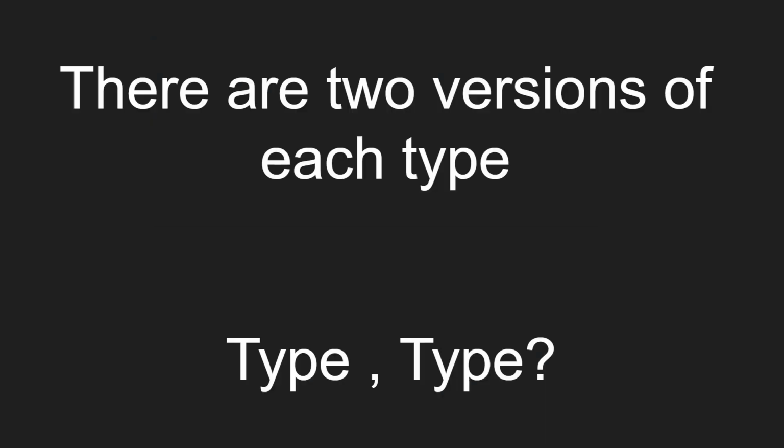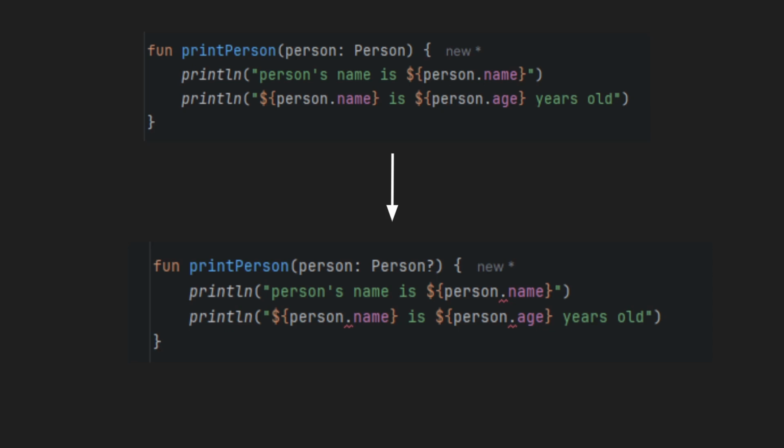Why is this? It's because in Kotlin, every type has two different versions of it. One is the original type, which can't ever be null, and the other is the nullable type, which we see in lots of other languages, where the type can either be the type itself or null. Alright, let's handle this case and add a question mark to the person type. What this does is transform the type that the function accepts from a person to a nullable person.